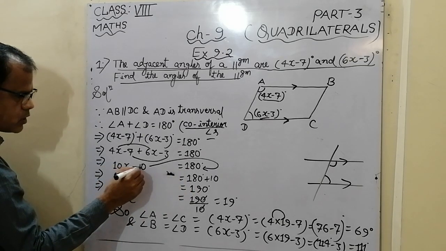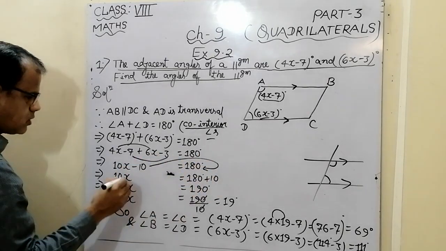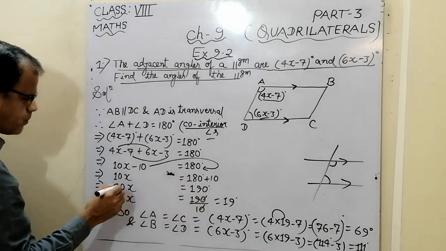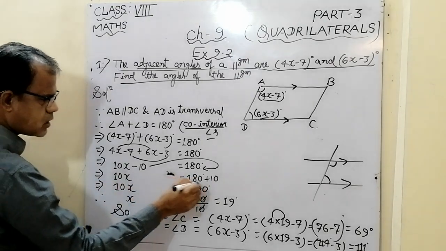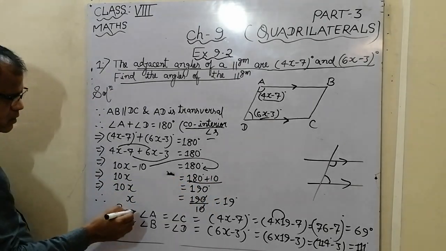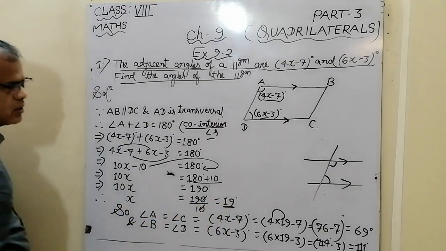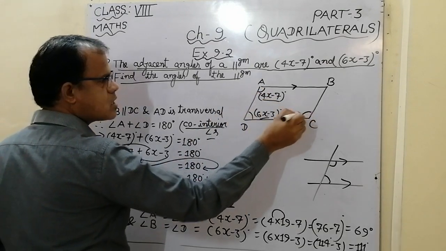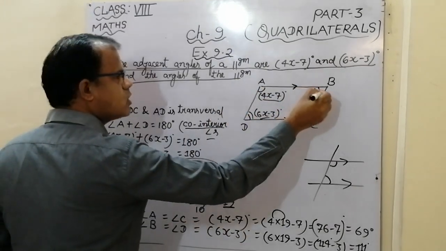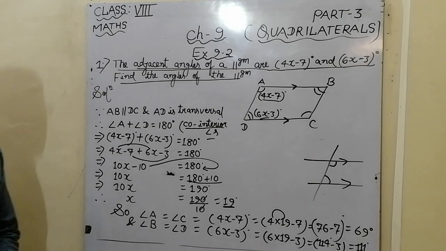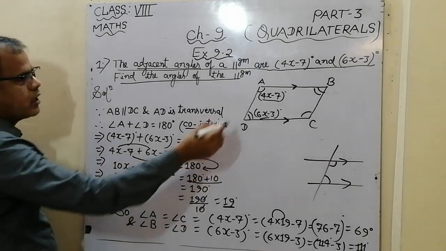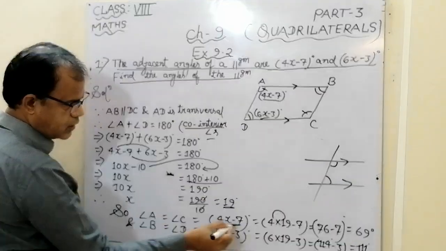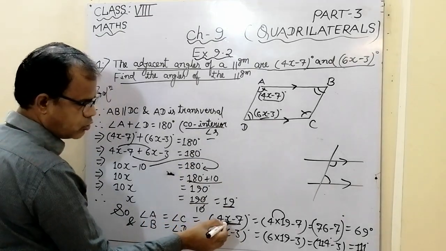Now we move this minus 10 to the other side. So 10x equals 180 plus 10, which equals 190. Therefore x equals 19 degrees. Now in a parallelogram, opposite angles are equal. So angle A equals angle C. The value of angle A is 4x minus 7, so we put here the value of x.